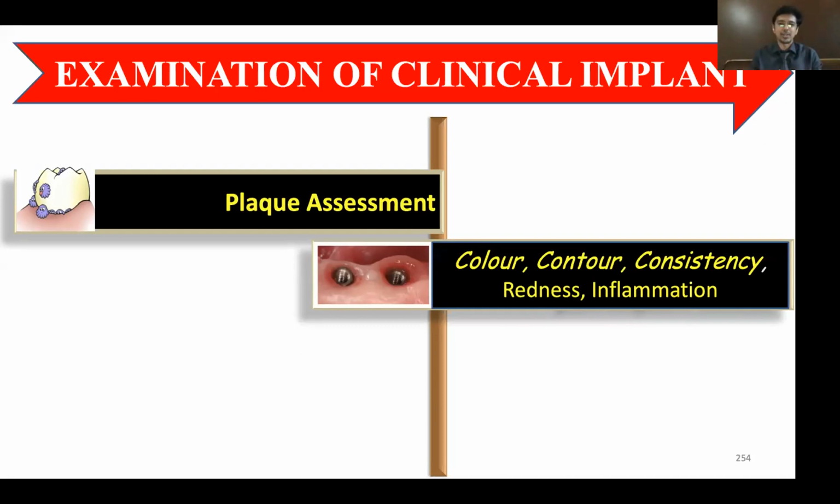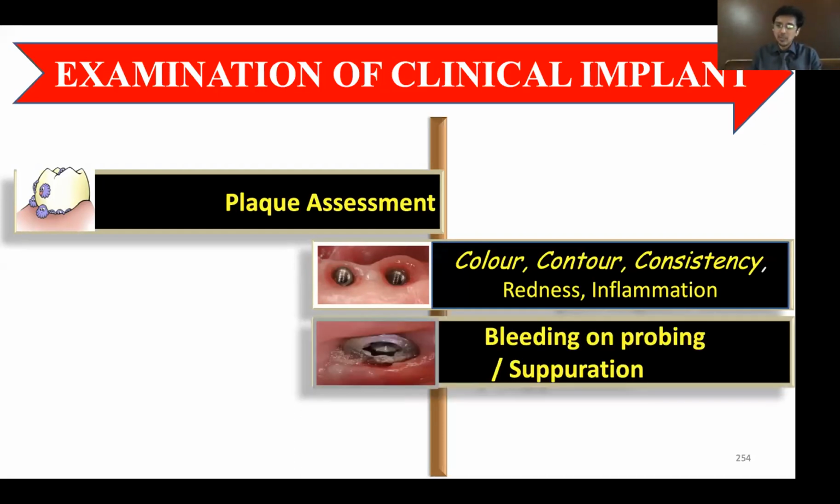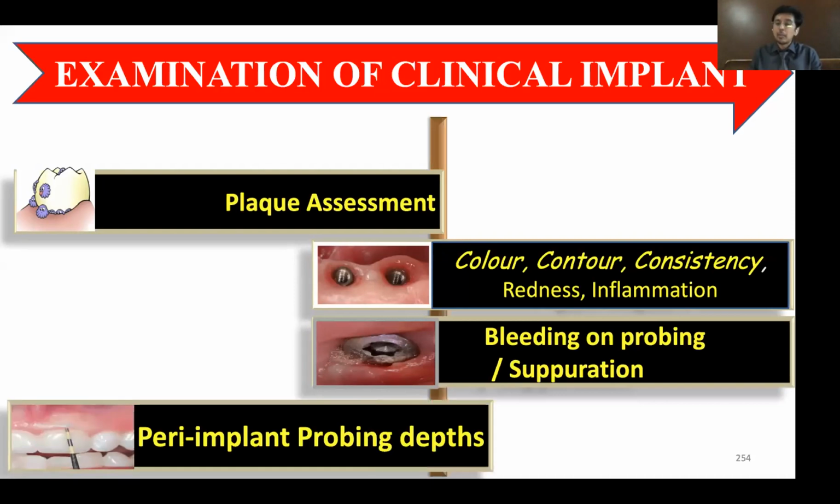Any redness which is there, always and always initiate plaque control measures. Bleeding and suppuration has to be checked. With regard to probing depths, always remember: do you remember in perio we were taught 2 to 3 millimeter is sulcus, beyond 3 millimeter is pocket? You getting a point? So 2 to 3 millimeter you used to call as normal sulcus.